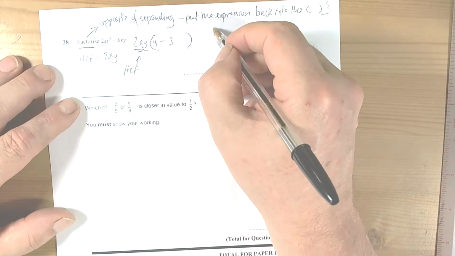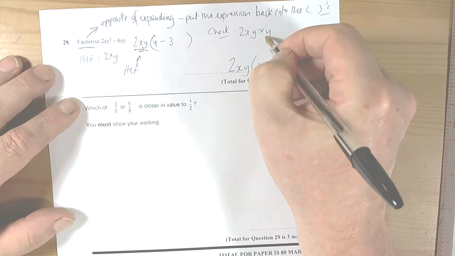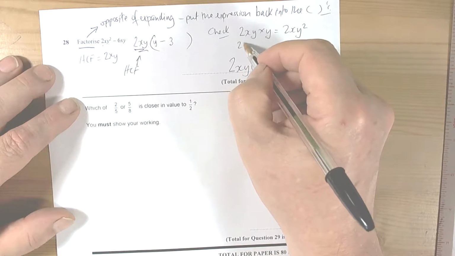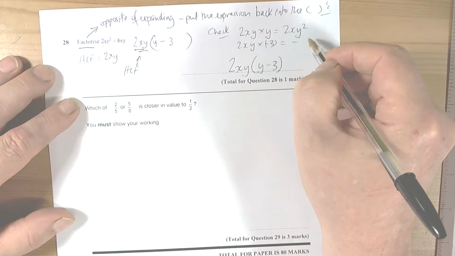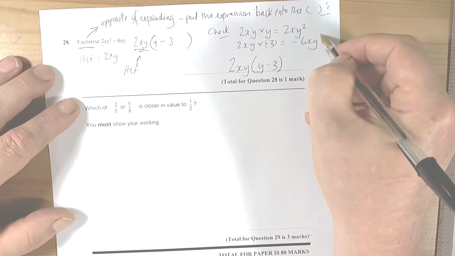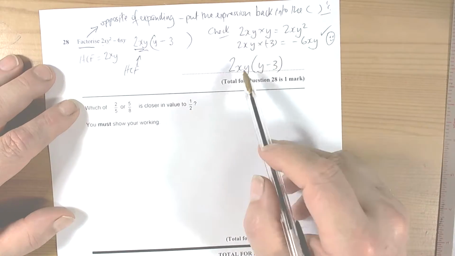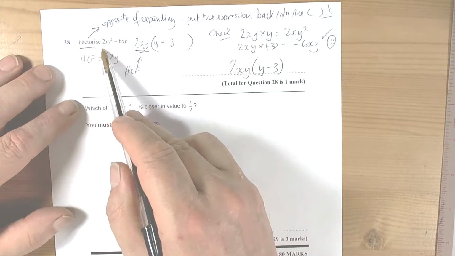Check, of course, by multiplying out. So 2xy times y is 2xy squared, and 2xy times negative 3 equals take away 6xy. So we check by expanding. So we check that multiplying out the bracket gave us back the original expression.